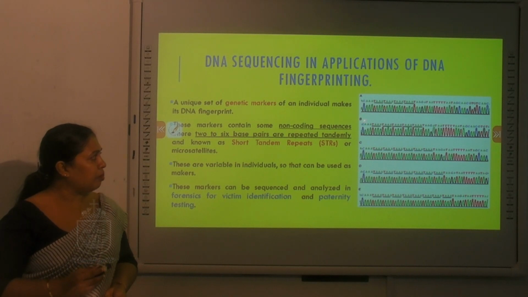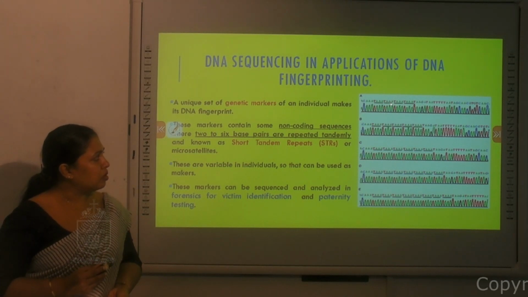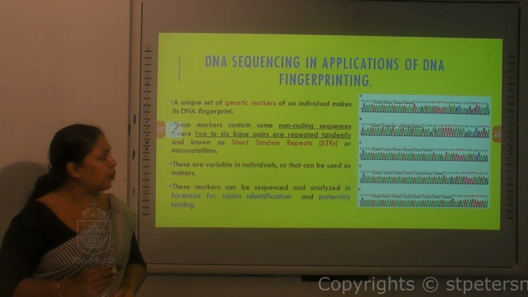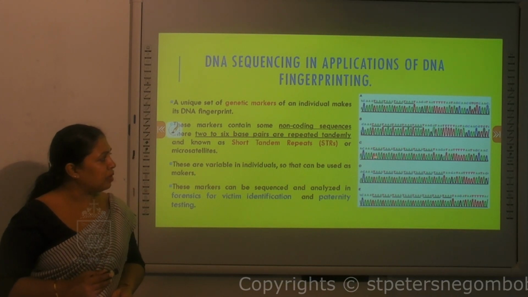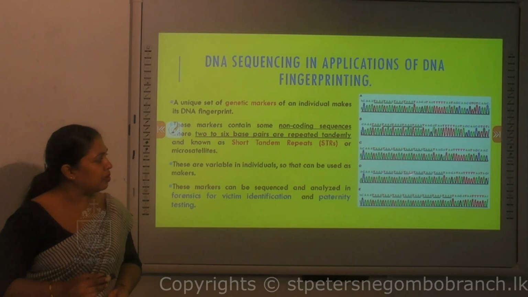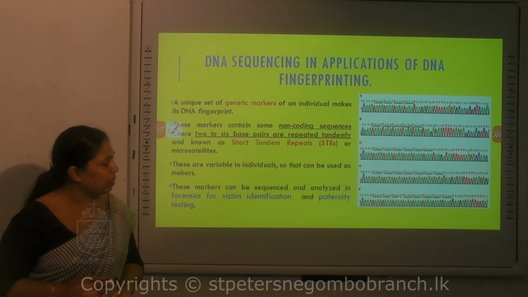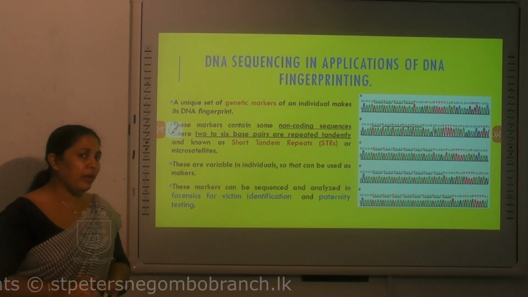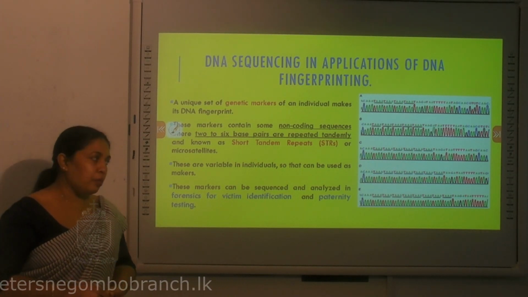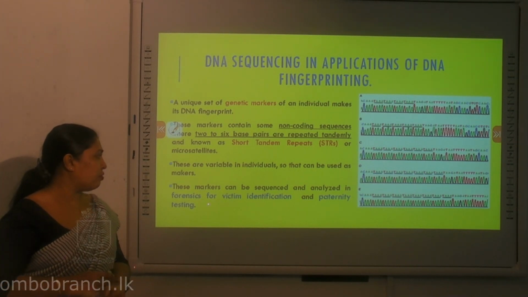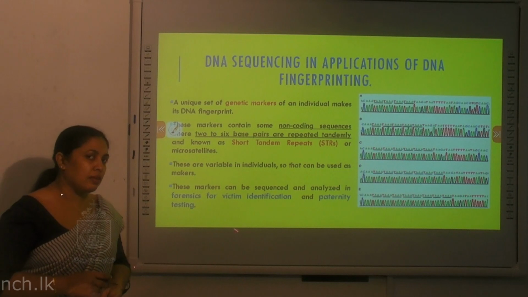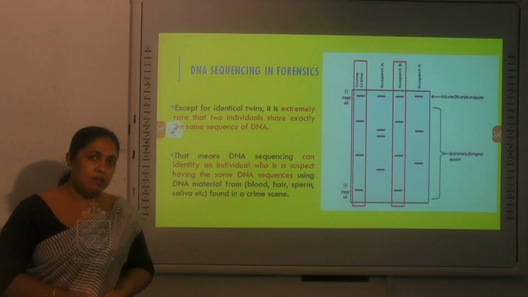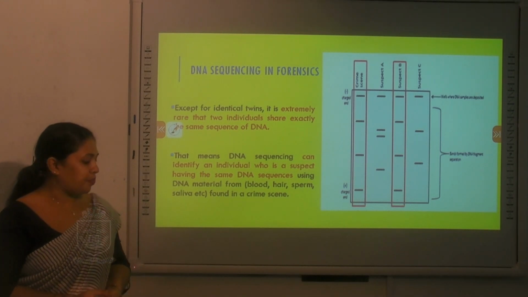Here are individuals A, B, C, D, and E. Here 4 repeats are there. In A the STR is repeating 4 times here, in B 5 times, in C 6 times, in D 7 times, and in E it is 8 times repeating. So it is unique to an individual. So it can be used in identification in forensics as well as paternity testing. So this is how we are using DNA sequencing in forensics.